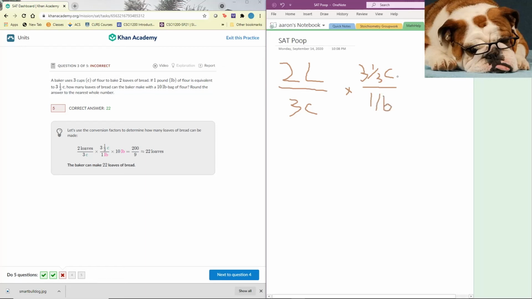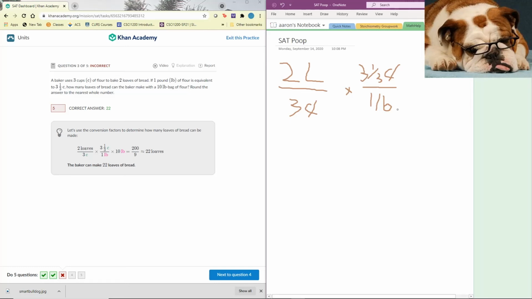So let's take a step back and look at what we have. So we have 2 loaves per 3 cups. We get 2 loaves every time we use 3 cups. And we also have 3 1/3 cups per 1 pound. So we're just using both of these here, 2 loaves per 3 cups and 3 1/3 cups per pound. And because of the way we wrote this, these cups are in the denominator, these cups are in the numerator. The cups cancel. So now we have loaves per pound.